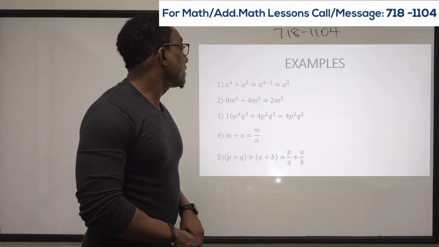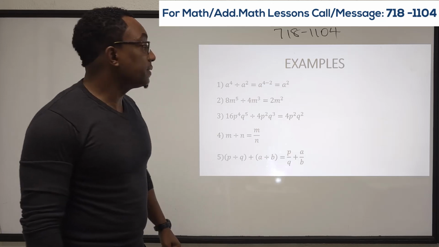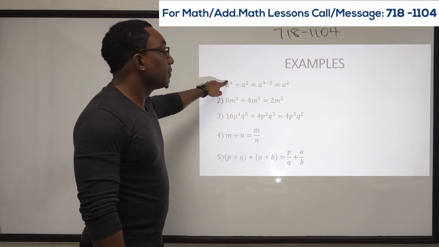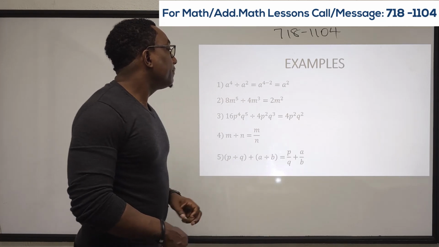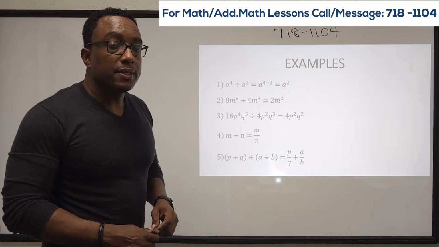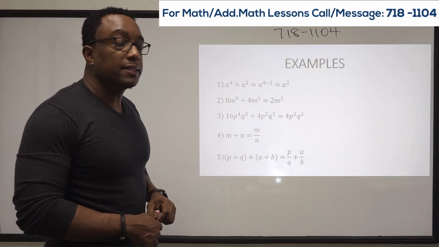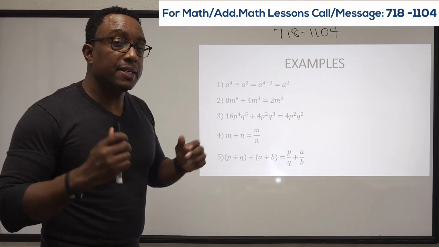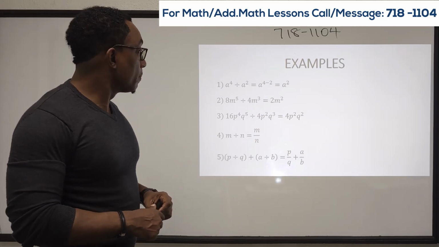So if you have some examples, a to the power of 4 divided by a to the power of 2, I'm dividing these two quantities. Once I have the same variable, I maintain the variable a, and the powers I subtract. 4 subtract 2 gives me a to the power of 2. 8m to the power of 5 divided by 4m to the power of 3. I have coefficients, I'm dividing those two quantities, so I can divide 8 by 4, so 4 into 8 gives me 2. M to the power of 5 divided by m to the power of 3, I have the same variable, so I maintain the variable m and I subtract the powers, so 5 minus 3 gives me 2.